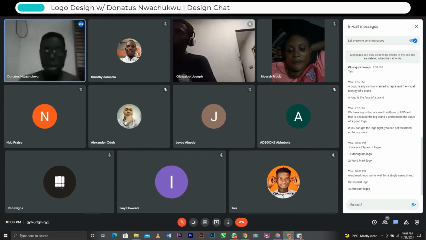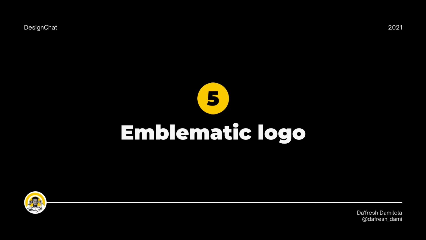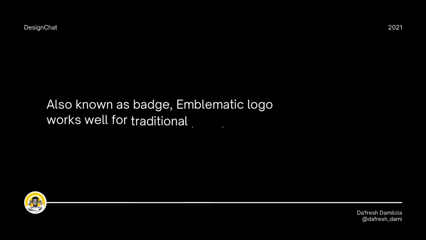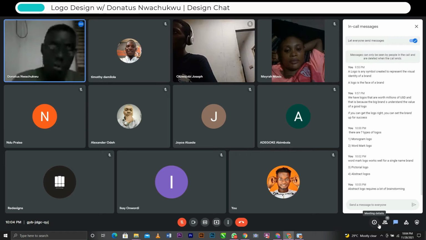Then number five, okay, I mentioned four. I mentioned letter marks, which is a monogram. I mentioned wordmark, which is a logotype. I mentioned pictorial logos. I mentioned abstract logos, and then number five we have emblems. We have emblematic logos. Let me just give you an example. A very popular example of an emblematic logo is the Federal Government of Nigeria logo.